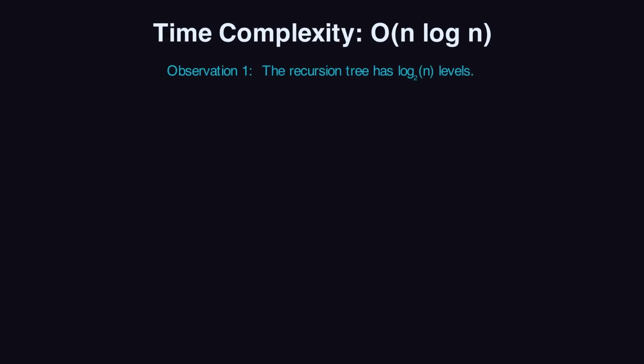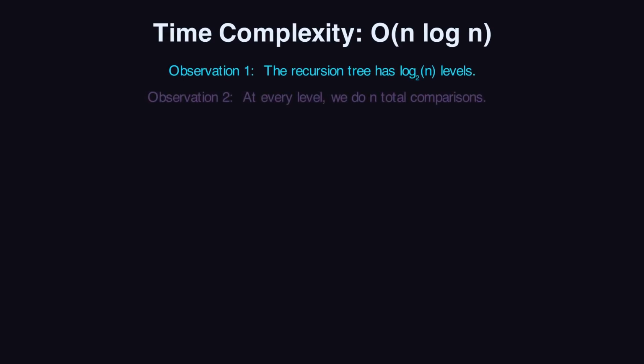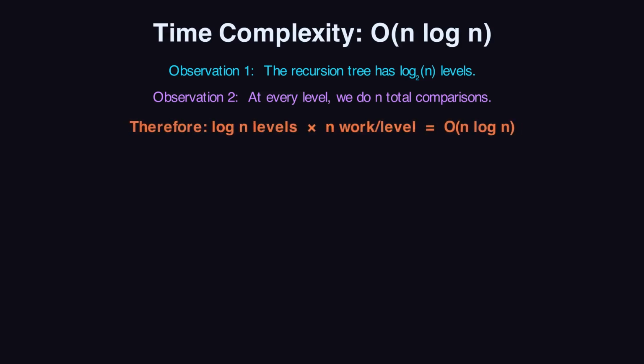Why is merge sort O(n log n)? There are 2 observations that explain it completely. Observation 1. The recursion tree has log base 2 of n levels. If you start with 8 elements and keep halving, you reach singletons after 3 levels. Log base 2 of 8 equals 3. More generally, halving n things repeatedly takes log n steps.